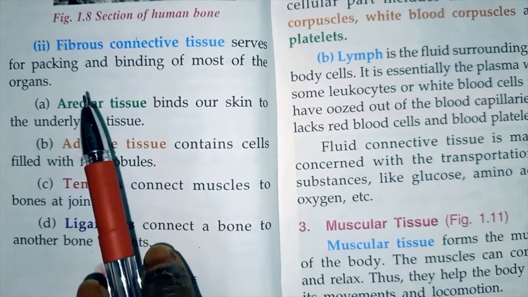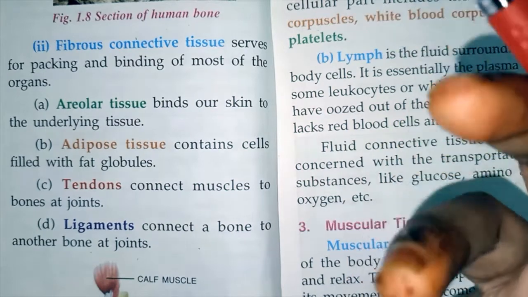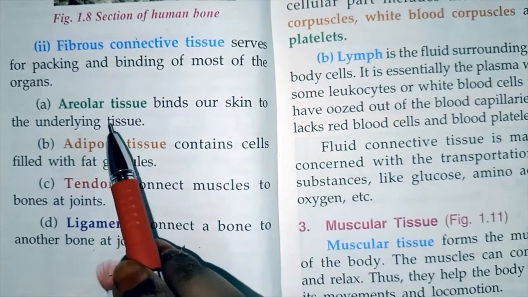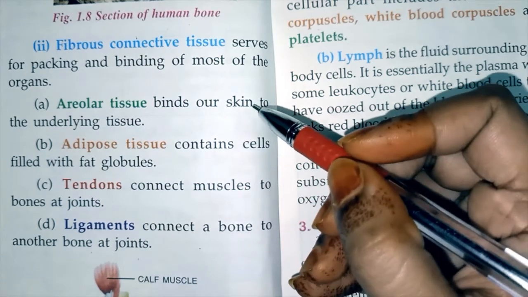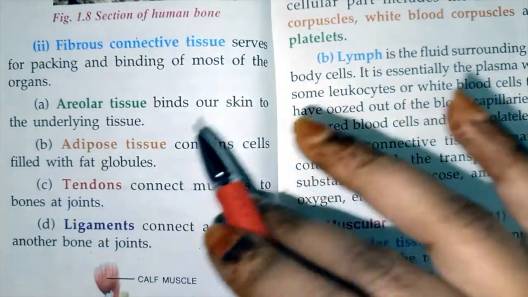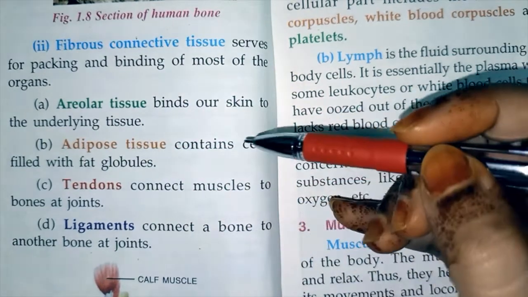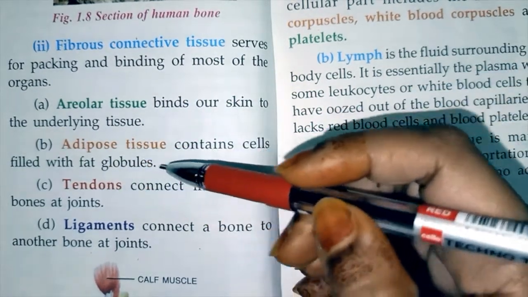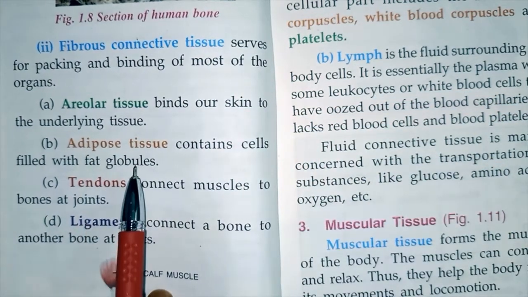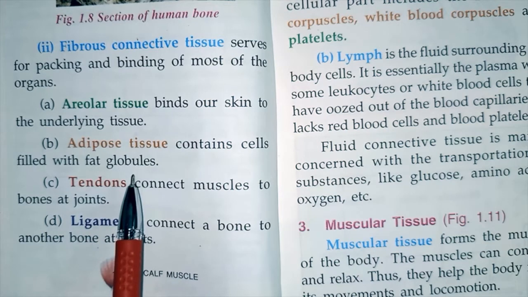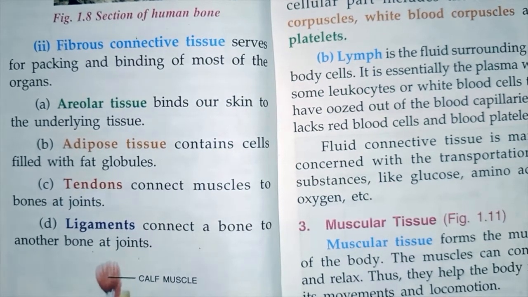Areolar tissue is also a form of fibrous connective tissue. Connective tissue means connecting. So areolar tissue connects our skin to the underlying tissue. It connects our skin with the tissues beneath the skin. Now adipose tissue contains cells filled with fat globules. So what does adipose tissue contain? They contain fat globules. This is important. This can come as one word answers and all that.